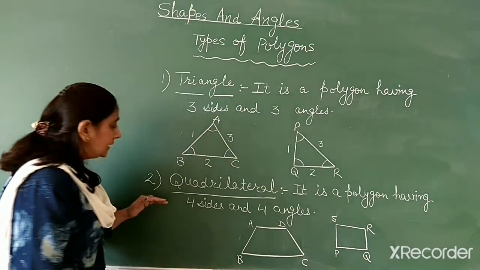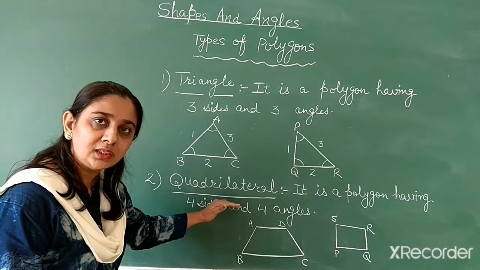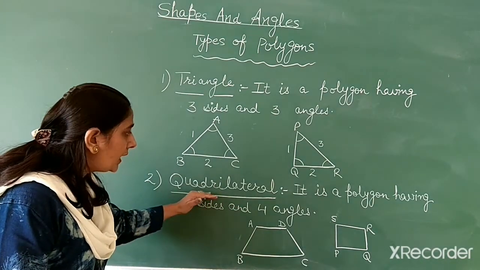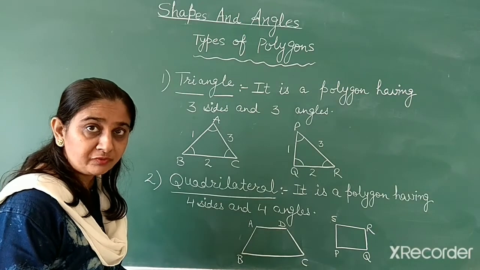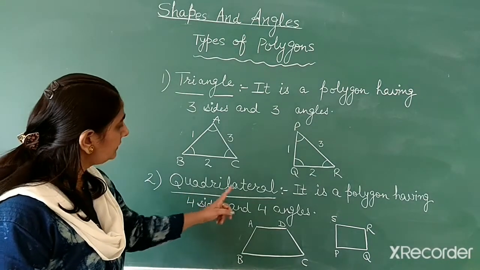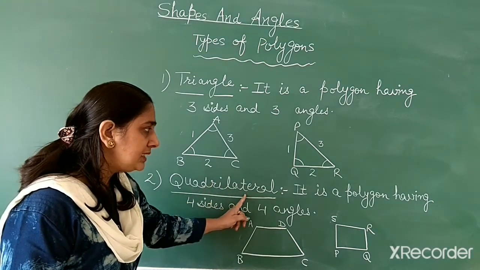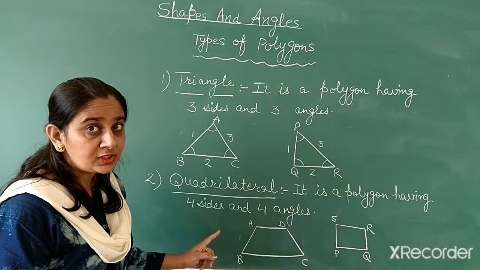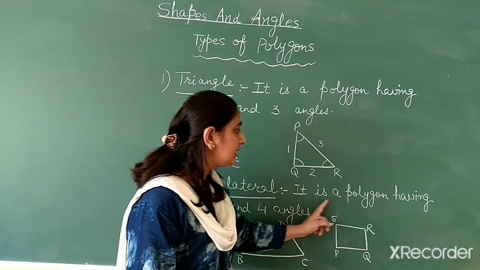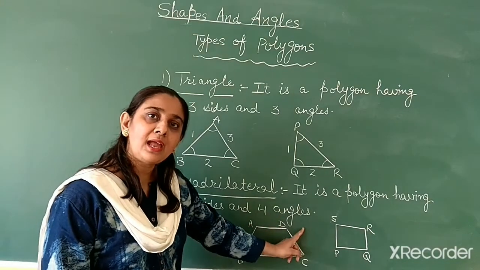Now, the next type of polygon is quadrilateral. This word quadrilateral is made up of 2 different words, quad and lateral. Quad means 4 and lateral means sides. So quadrilateral means a figure which is made up of 4 sides. So quadrilateral is a polygon which is having 4 sides and 4 angles.